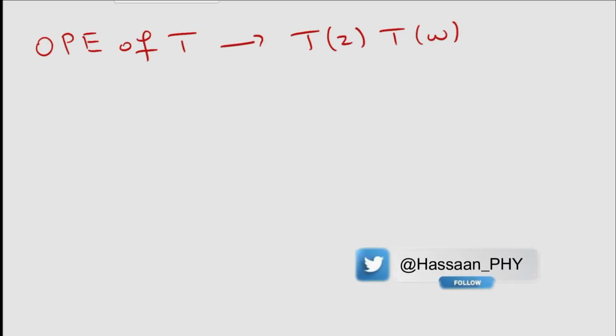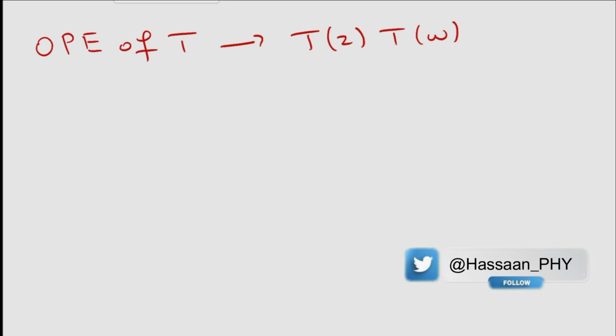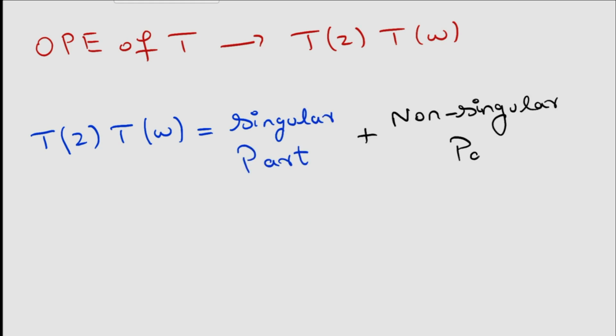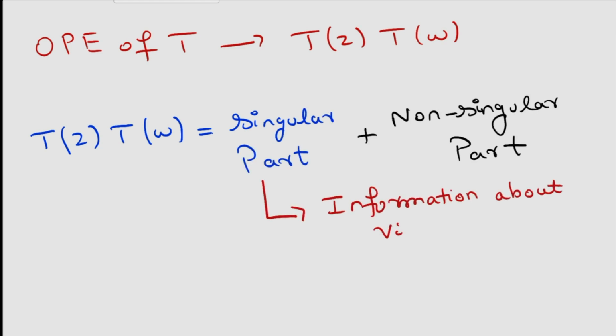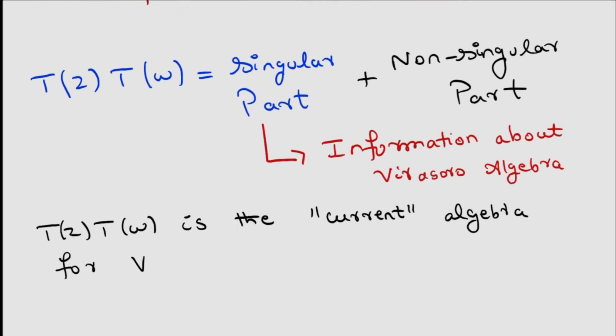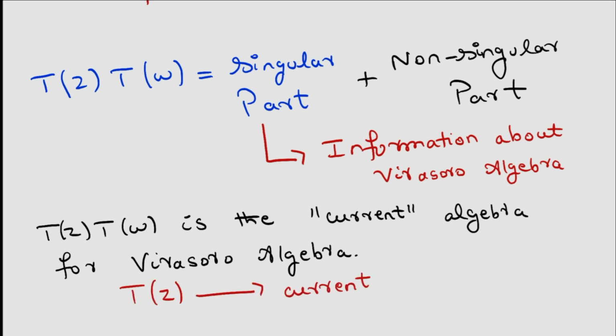OPE of T(z) means OPE of T(z) with itself, which means T(z) times T(w). Now, it turns out that the singular part of T(z) times T(w) contains the information in the Virasoro algebra. We refer to T(z) times T(w) as the current algebra or the operator algebra corresponding to the Virasoro algebra. T(z) is correspondingly referred to as a current here.